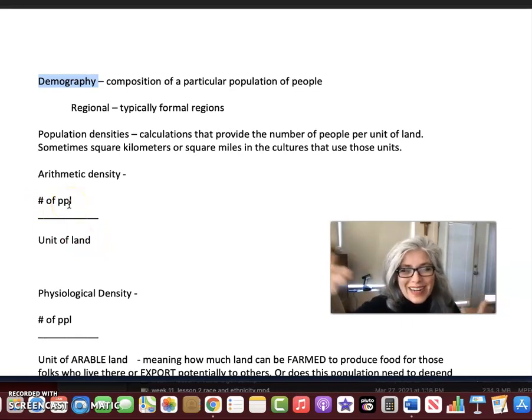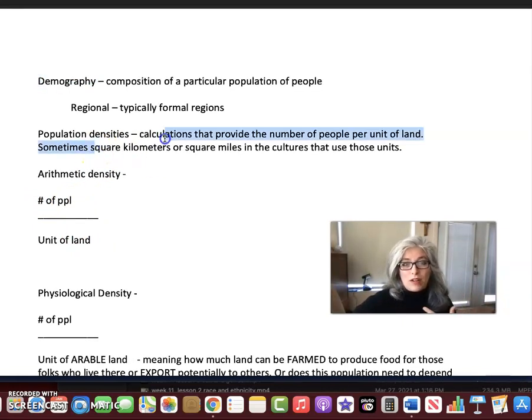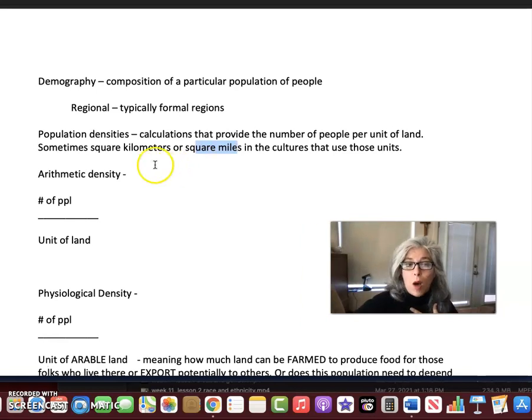So I'm getting a little bit ahead of myself here because we need to talk about these square kilometers or square mile compositions here, because depending upon where you are in the world, kilometers might be the dominant unit of measurement that is used, or miles, like we do here in the United States. But you can calculate it either way.